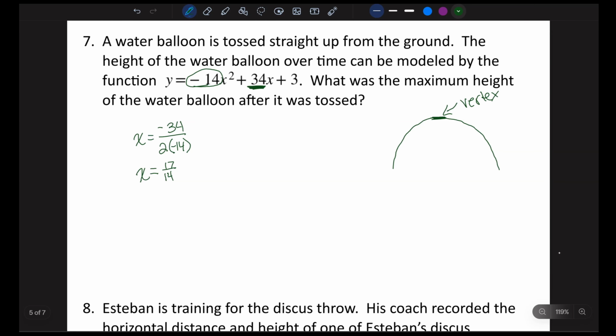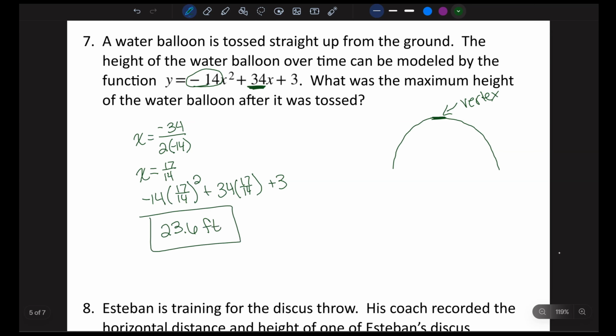So now we're going to plug that into our equation to get that Y value. So we have negative 14 times 17 over 14 squared plus 34 times 17 over 14 plus 3. That's going to give me that Y value of 23.6 feet. So that is the highest that this is going to go.